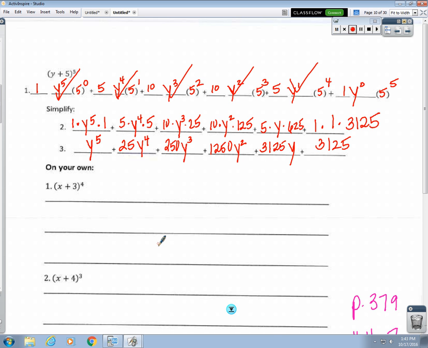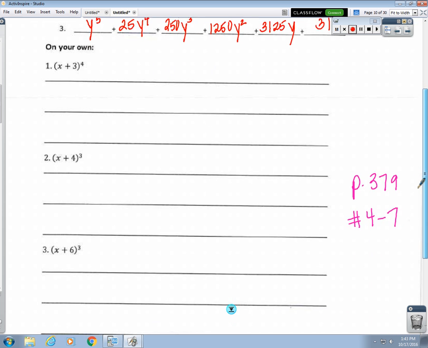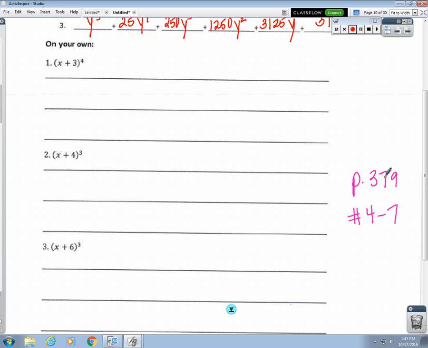Right. Okay? Your classwork is to do these 3. Your homework is in the textbook. Okay?